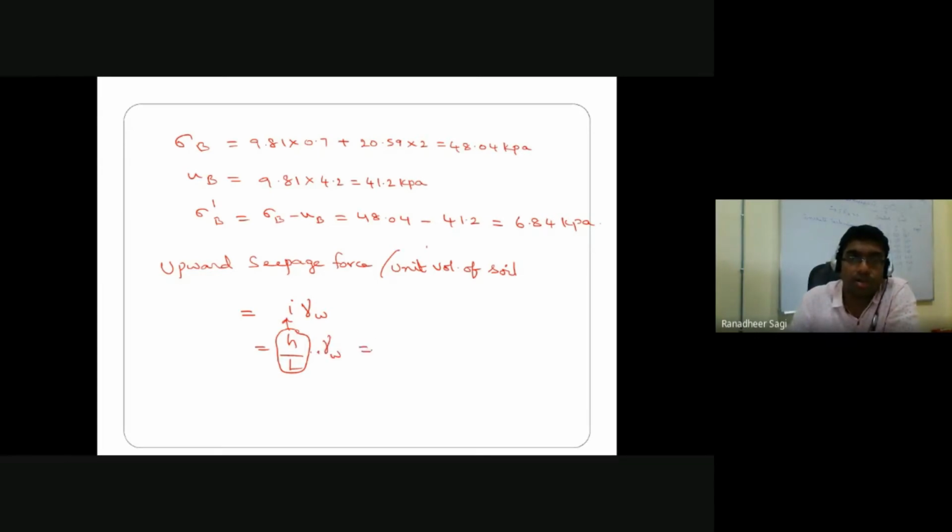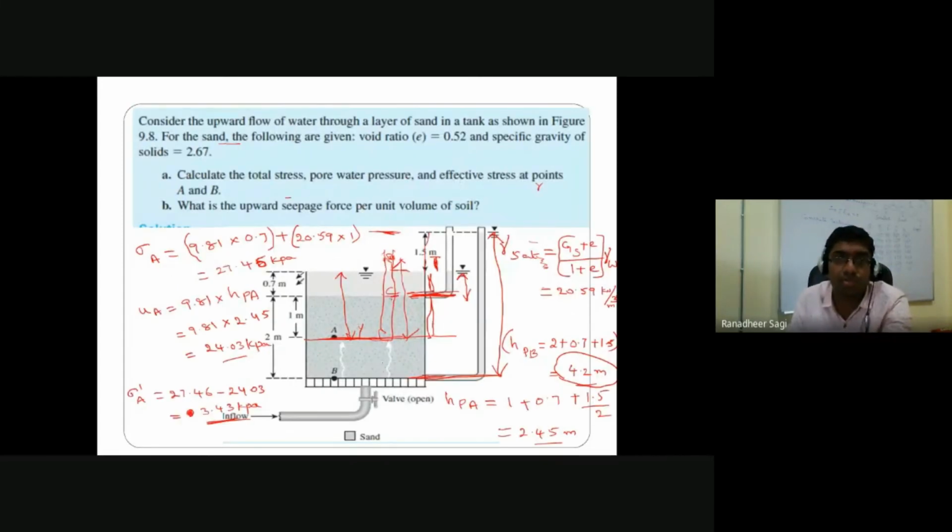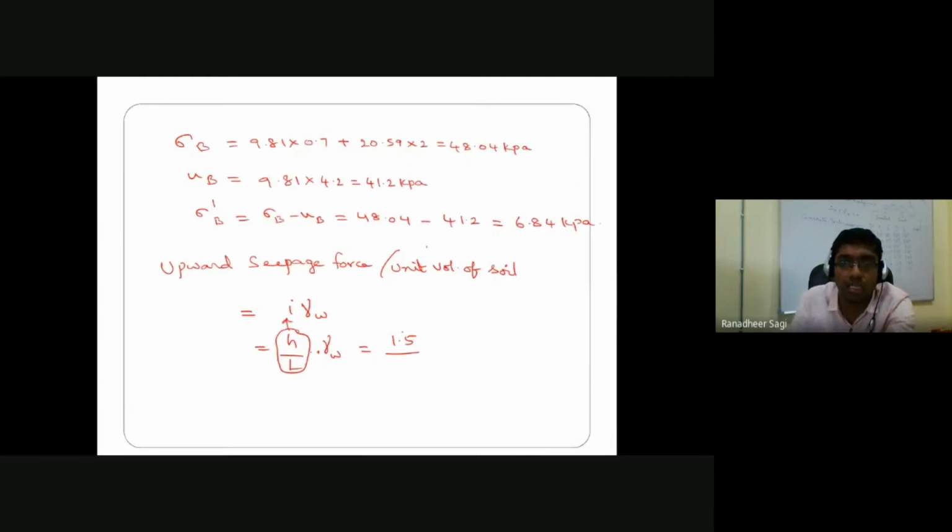Okay, so the total head loss in the problem is nothing but 1.5 meter. What was the length of the soil strata through which the seepage is taking place? The total length of the soil strata through which the water is trying to seep in the upper direction is 2 meters. So 1.5 by 2 into the unit weight of water, that is 9.81.